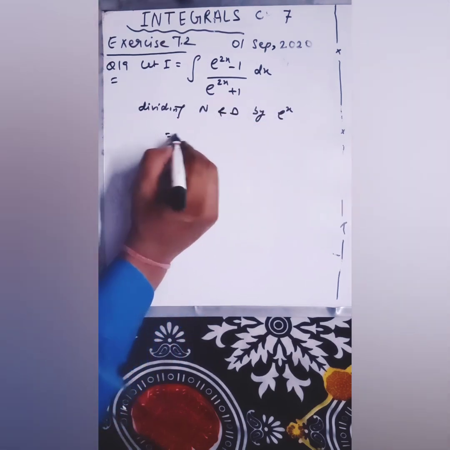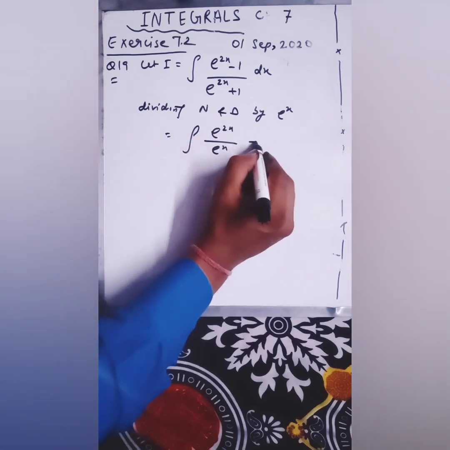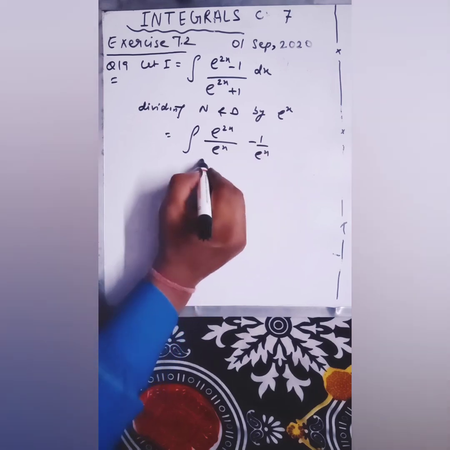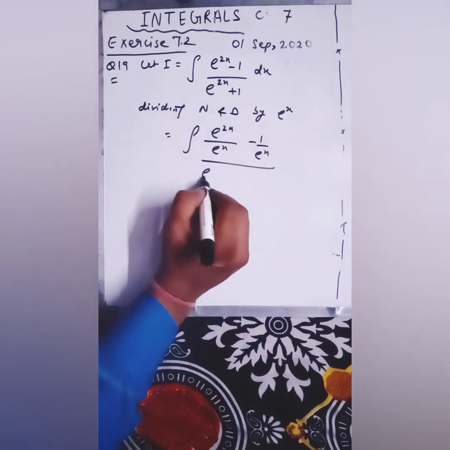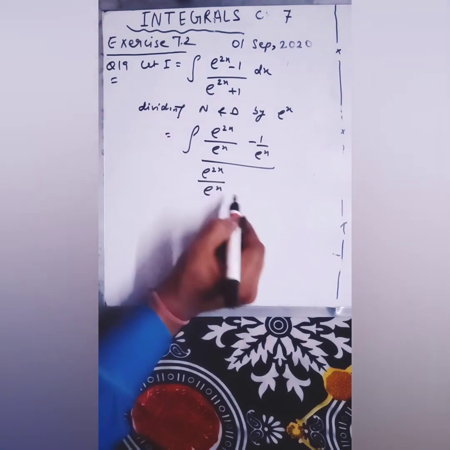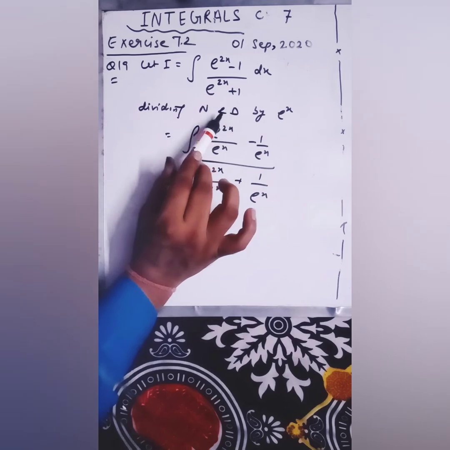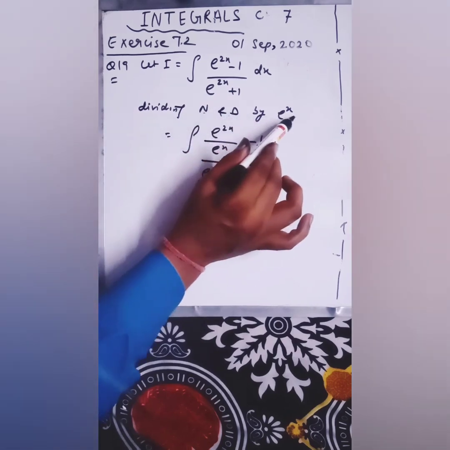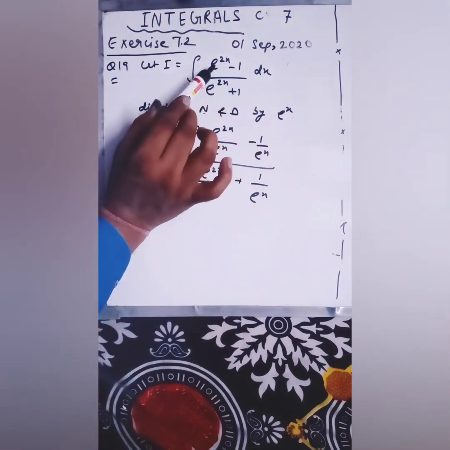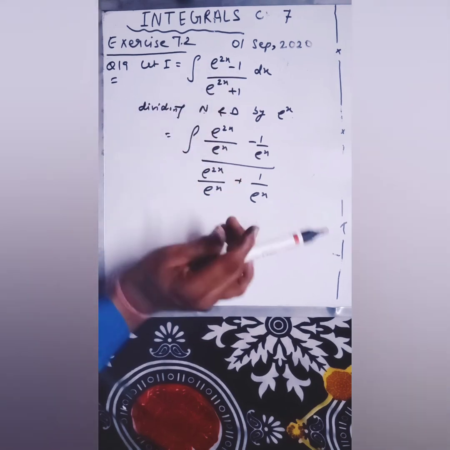When you divide, it is 2 raised to power x over e raised to power x minus 1 upon e raised to power x, and in the denominator you have e raised to power 2x over e raised to power x plus 1 upon e raised to power x. Because we are dividing the numerator and denominator by e raised to power x, you have to write e raised to power x in the denominator of each term, like this.